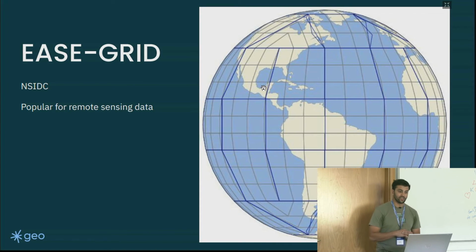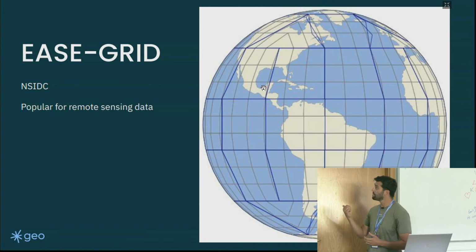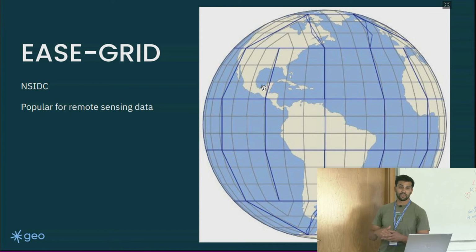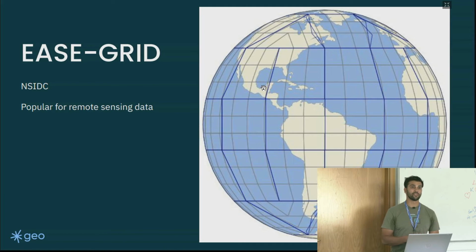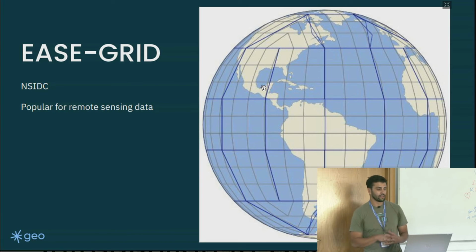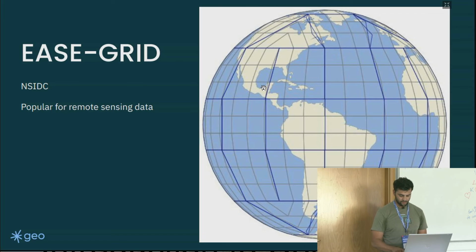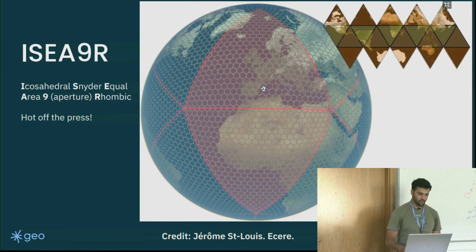Another one is called Ease Grid, and this is built by the National Snow and Ice Data Center in the US. It's very popular for remote sensing data because it has a projection system built into EPSG. So you can jump through this and map your data effectively out and in, which makes it very approachable for remote sensing people like me.